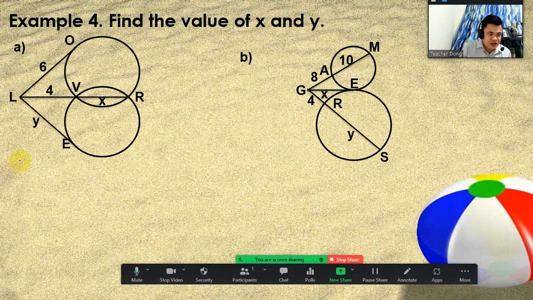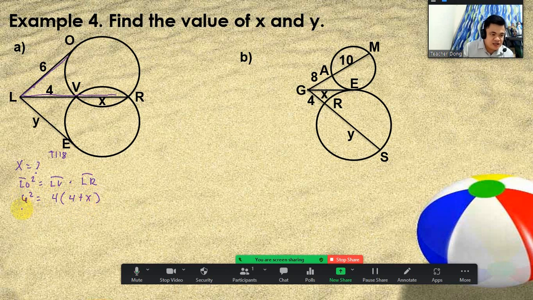So for letter A, to solve for the value of x, of course we are going to use Theorem 118 here, or the secant tangent power theorem. To solve for the value of x, you have to first form your equation. So this is the tangent and this is the secant that we're going to use. So segment LO squared is equal to segment LV times the whole segment LR. Okay, then substitute the value. Segment LO is 6 squared equals LV, which is 4, and then LR is the sum of 4 plus x, or LV plus VR.